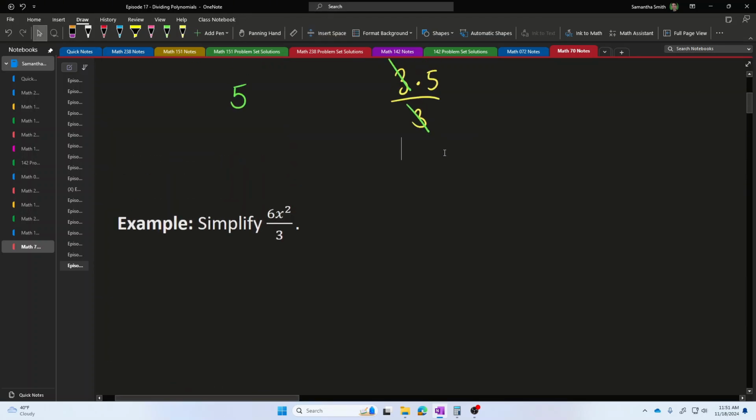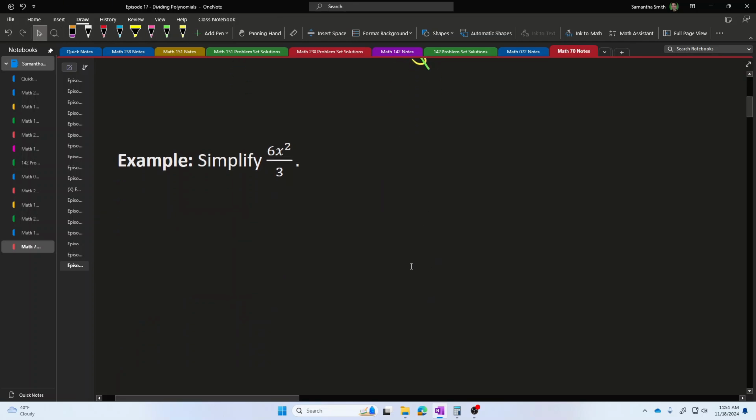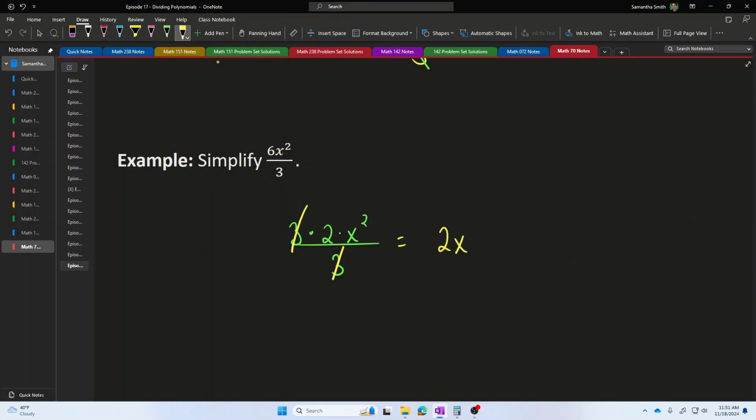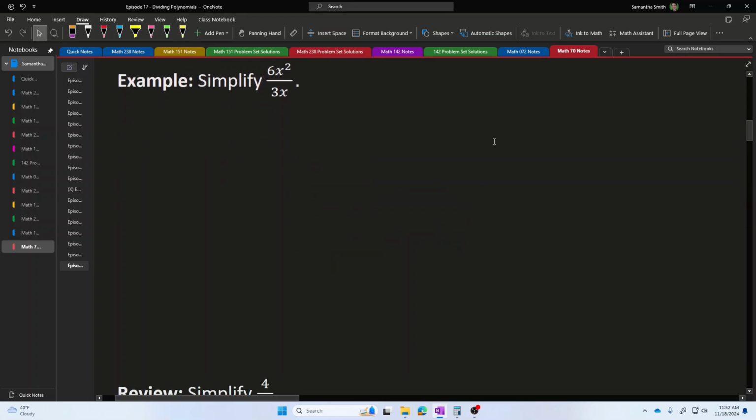Now let's take that same idea into 6x squared divided by 3. If I think about 6x squared as being 6 times x squared, as being 3 times 2 times x squared, then that multiplied 3 and that divided 3 will cancel each other out. And I will be left just with 2 times x squared as the result. Let's take that same idea into this example.